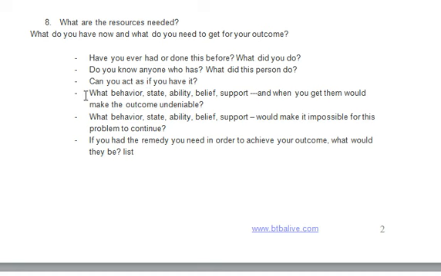Number 4 is what behavior, state, ability, belief, and support you need to have that, when you get them, would make the outcome undeniable. So what do you have to believe? What kind of abilities and resources and support do you have to have so that it's undeniable that this goal is yours and nobody can take it away from you?